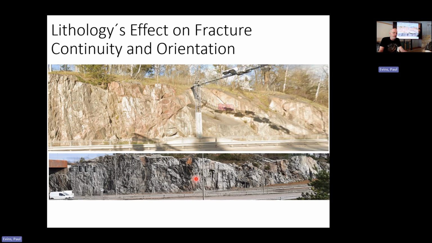Another picture here, down on the E18. It's very easy to see where we have gneiss and where we have granite by the fracture patterns. The gneiss, again, is subparallel to foliation. The granite is much more blocky looking. And there you get this big fracture surface right there, on the granite on the right-hand side.